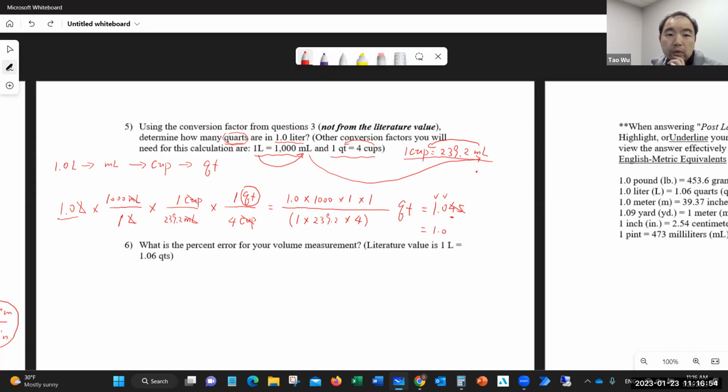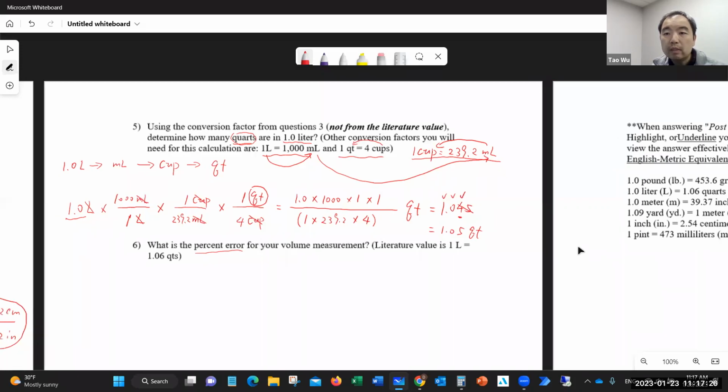Well, if you want to be a little bit more accurate, you can keep one more sig fig, which is the third sig fig, and then you round this number. This is 5, so you can round it up. Then you got 1.05, and this is in quart, right? And then you can go on to figure out the percent yield just based on the equation that we have.